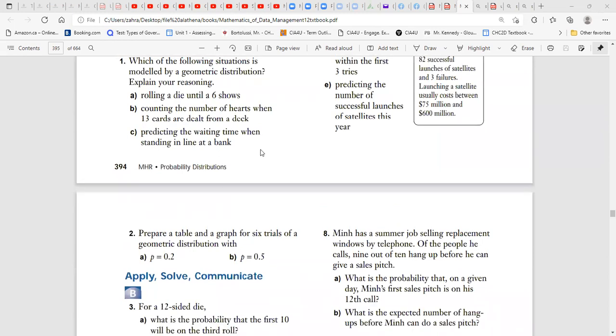Okay, you do the even questions and submit your work to the teacher.